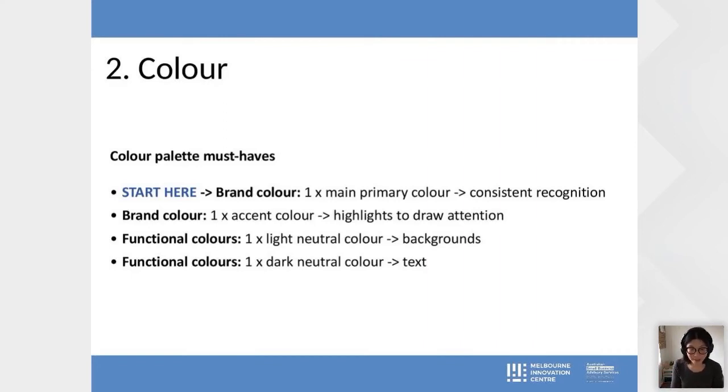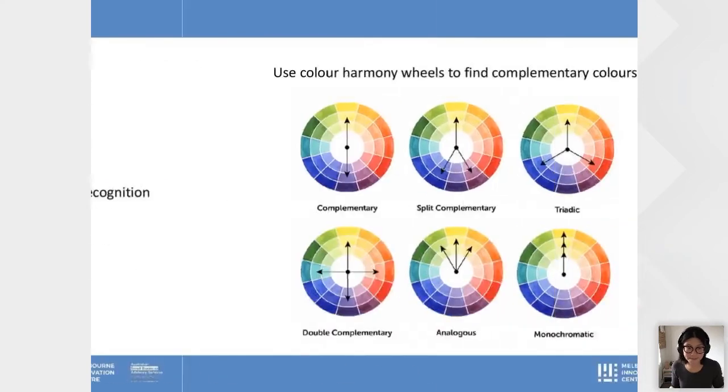You're going to have one light neutral color for your backgrounds. This could be white or cream. It typically is going to be earthy and a neutral color that people can read off really easily. And then you have a functional color, which is the opposite of that, for text. That's for your body text. So black, charcoal, or dark gray, for example, that has high contrast.